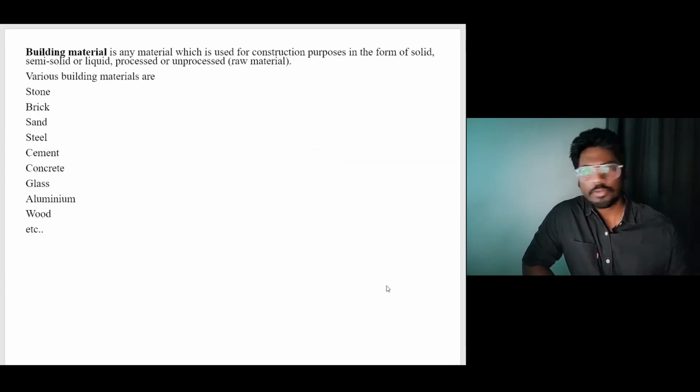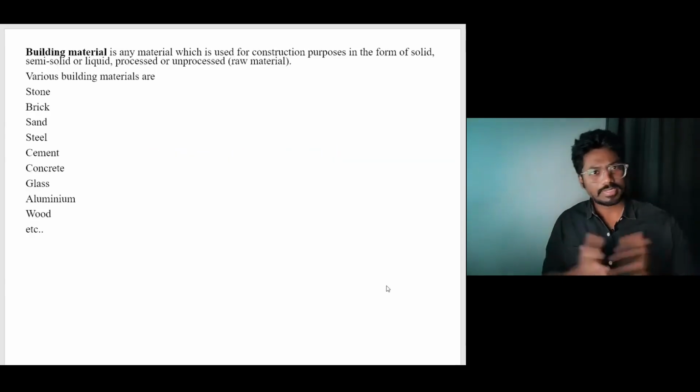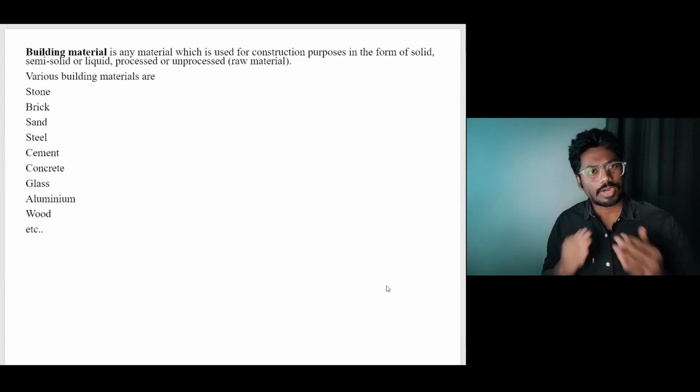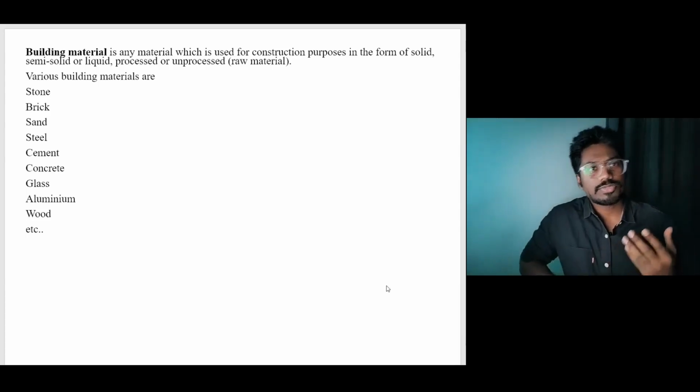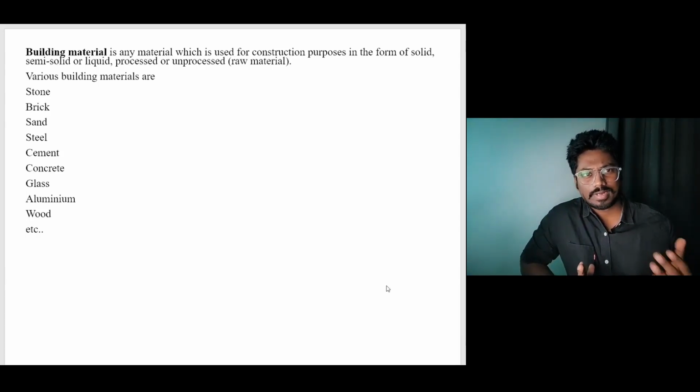So when it comes to building materials, like I said, it's all about the materials that are widely used in construction practice, like stone, brick, sand, steel, cement, concrete, and glass is also a material used in construction, but it's much more of an aesthetic material rather than a structural material. But in general, even glass has a very wide contribution in construction practices.